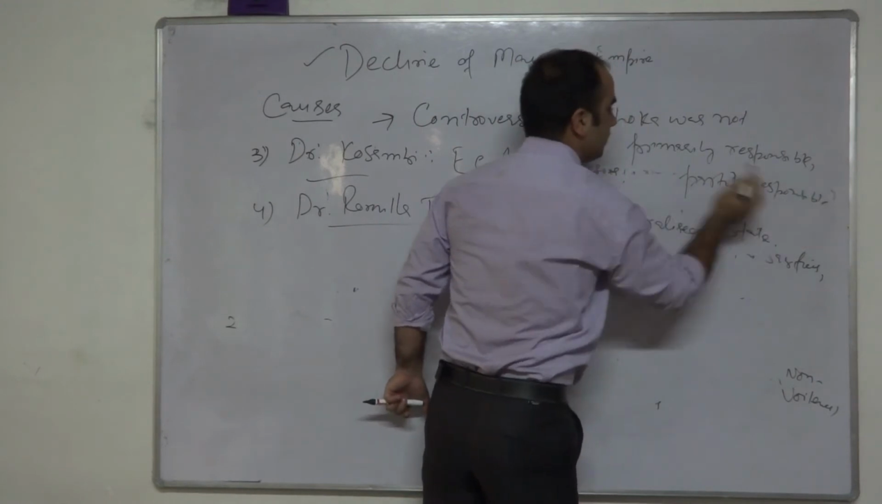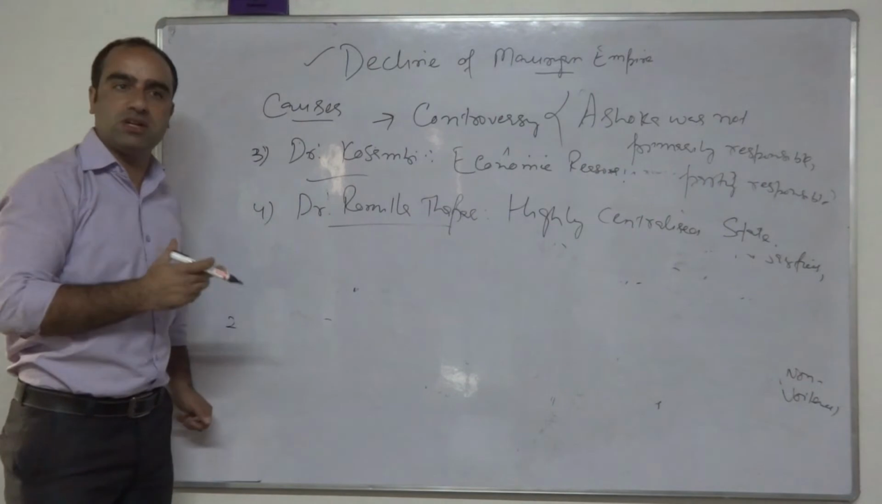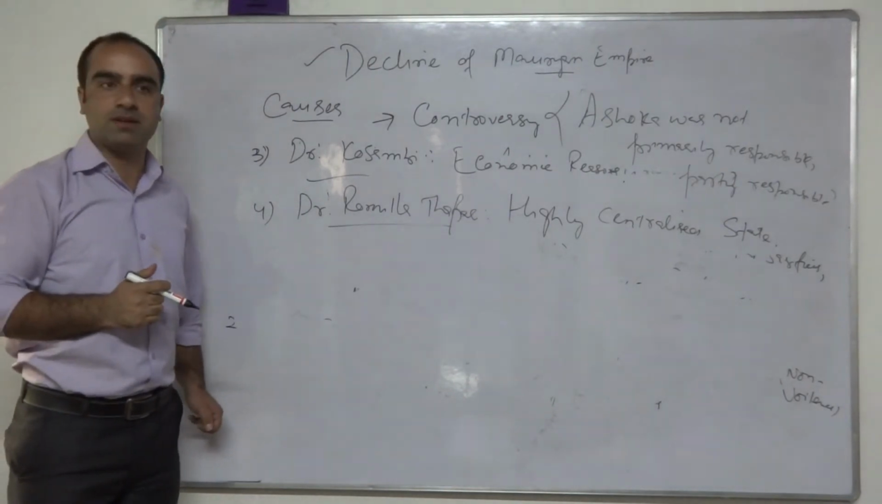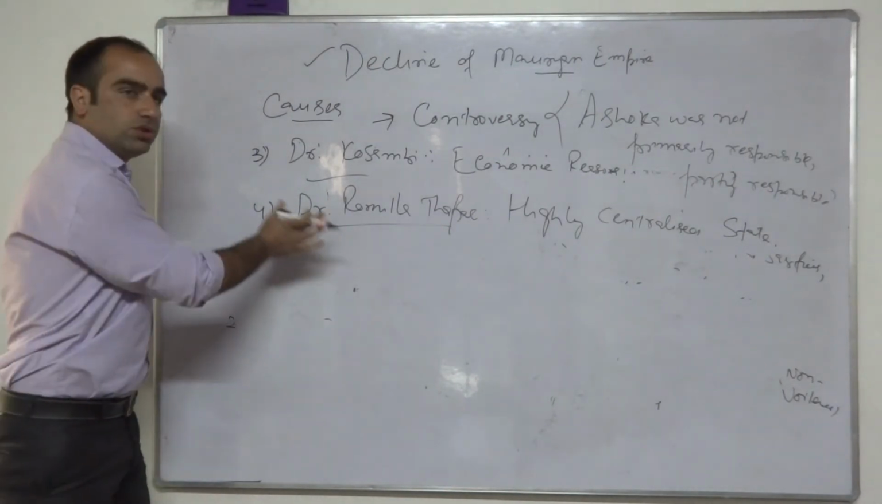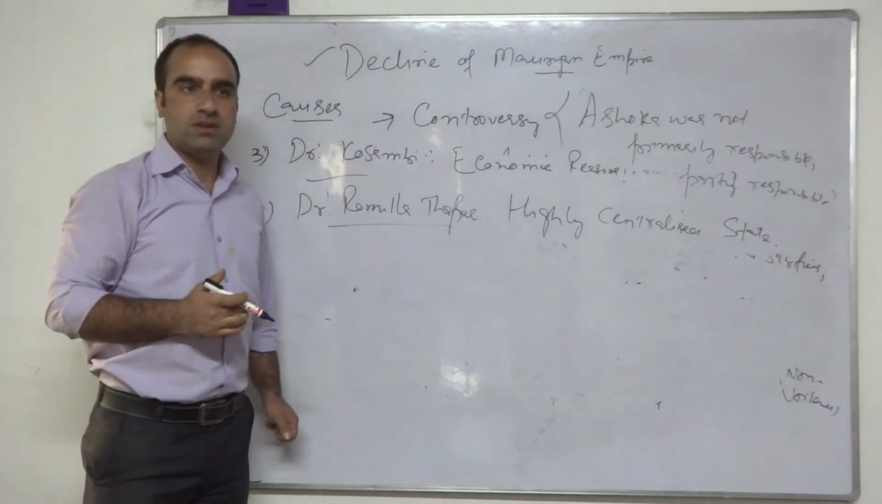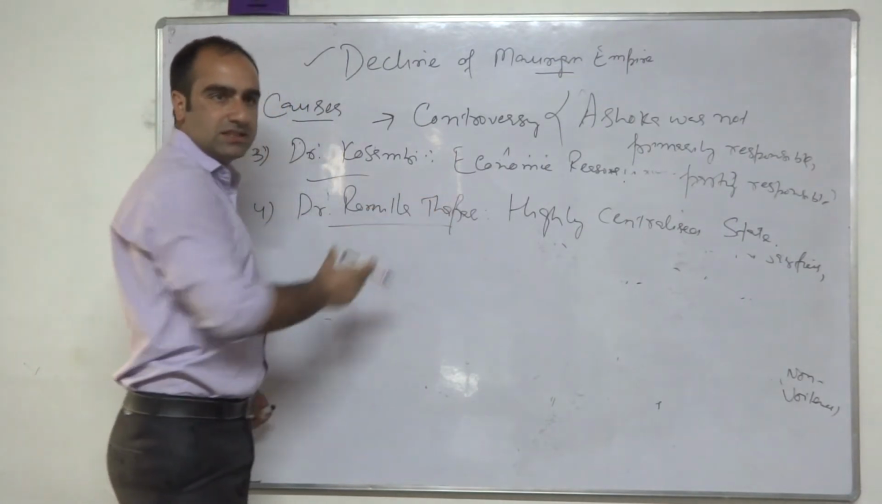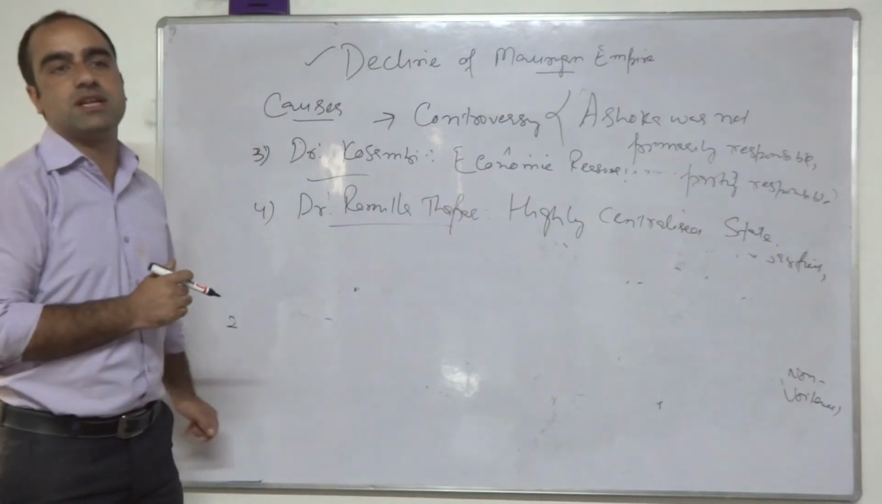So you can conclude about Ashoka that he was not primarily responsible, he was partly responsible for the decline of this Mauryan Empire. Those three causes put blame upon the shoulders of Ashoka. However, that is partially true. That's not totally true, that's only half true. It was actually the sum total of all the causes which led to the decline of the Mauryan Empire.